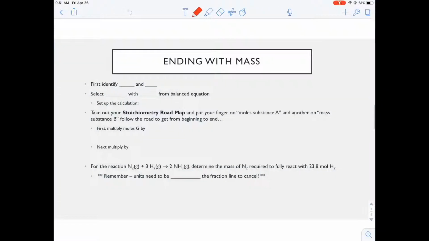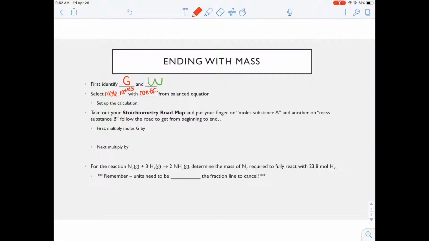Okay. So first, identify the given and the wanted. All right. Then you want to select again those mole ratios with the coefficients from the balanced chemical equation. And then set up your calculation.